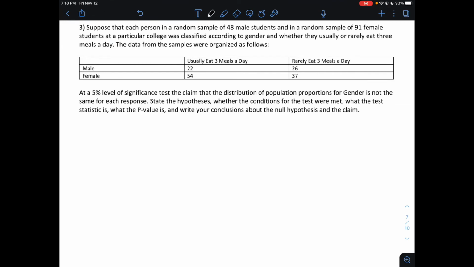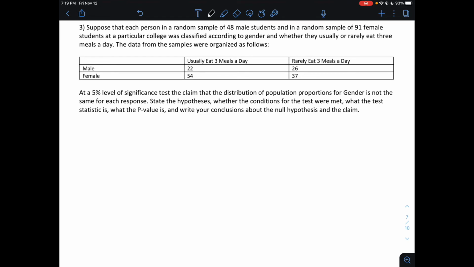So we can see that we've got 2 columns, one for usually eats 3 meals a day and one for rarely eats 3 meals a day, and then 2 rows, male and female. At a 5% level of significance, test the claim that the distribution of population proportions for gender is not the same for each response. State the hypotheses, whether the conditions for the test were met, and what the test statistic is, what the p-value is, and write your conclusions about the null hypothesis and the claim.